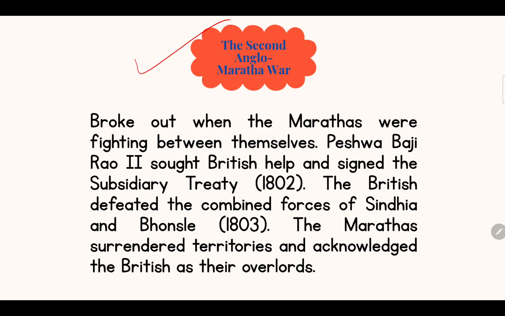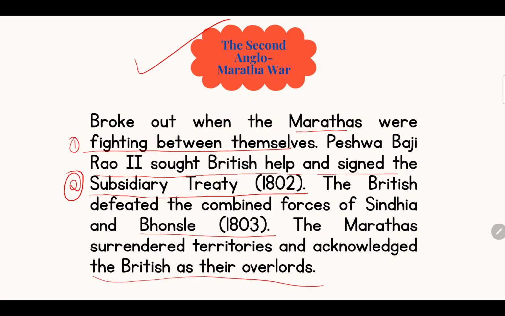It broke out when the Marathas were fighting between themselves. Peshwa Bajirao II sought British help and signed the subsidiary treaty in 1802. That is number 2. The British defeated the combined forces of Scindia and Bhonsle in 1803. The Marathas surrendered territories and acknowledged the British as their overlords.